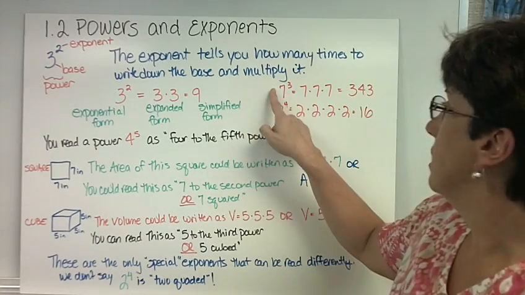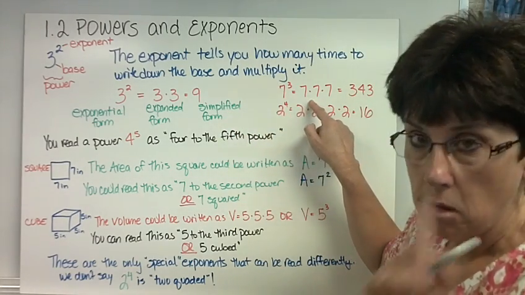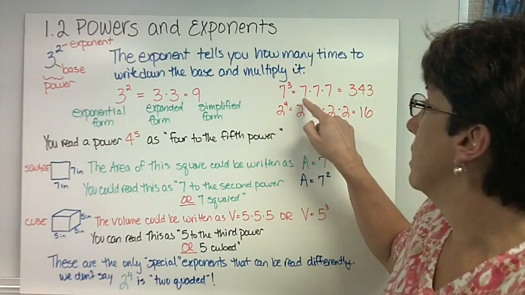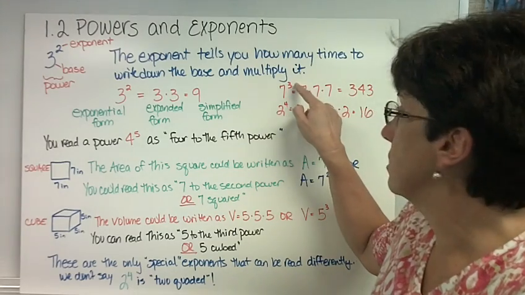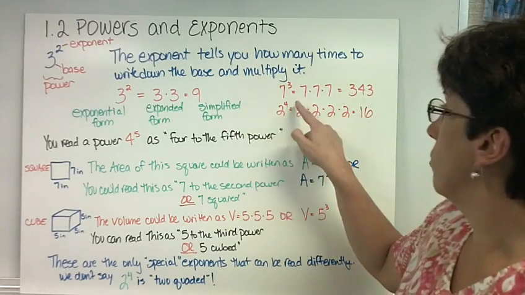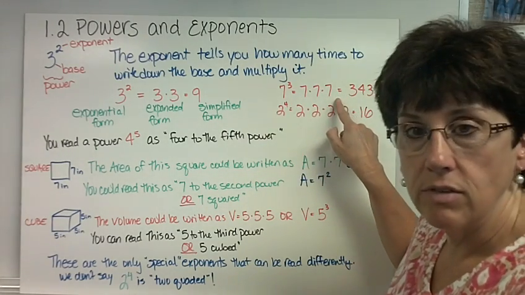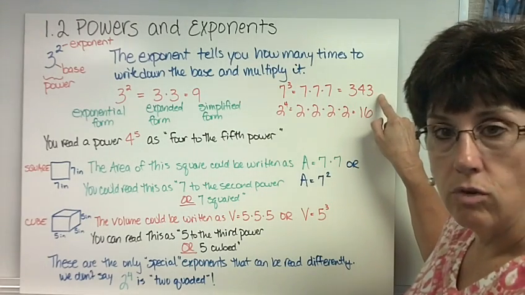Another example, 7 to the third power can also be written 7 times 7 times 7. We write the 7 3 times because the exponent is 3. If we multiply this, 7 times 7 times 7, we get 343.